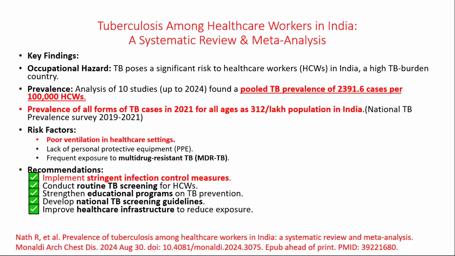ओके ये इंडिया की पहली मेटा एनालिसिस थी, लास्ट ईयर पब्लिश हुई थी. So in this, they have calculated the actual prevalence of TB disease in healthcare workers. The prevalence of TB disease was found to be 2391 cases per 1 lakh population of healthcare workers. And in the normal population, it was about 312 per lakh population.